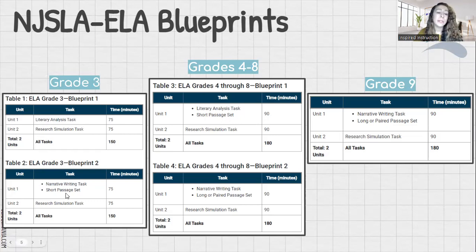There they'll see the NWT and the short passage set that they'll be working on for 75 minutes, and a research simulation task for 75 minutes. Something you might notice is that no matter which blueprint a student receives, they will be working on a research simulation task regardless. Same amount of time for each blueprint, 2 units for each, but the only difference is one might include an LAT, one might include an NWT.